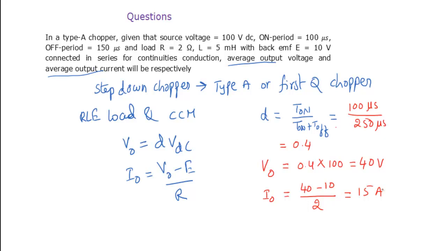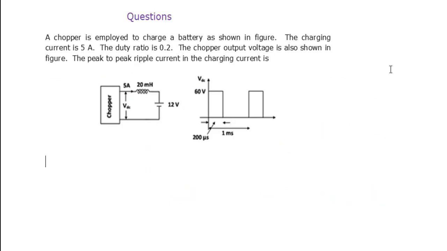Okay, moving on to the next question. In this case, a chopper is employed to charge a battery as shown in the figure. The charging current is 5 ampere, that means I naught, the average load current, is 5 ampere. Duty ratio is 0.2, that means we are operating the chopper with a duty ratio of 0.2.